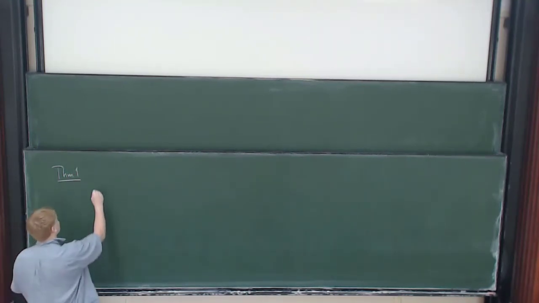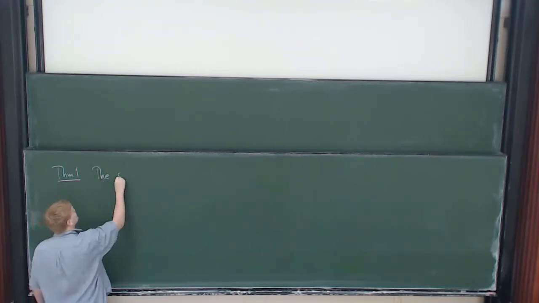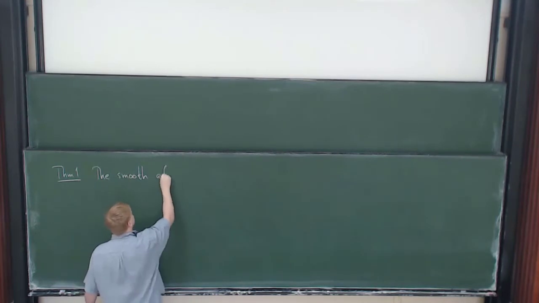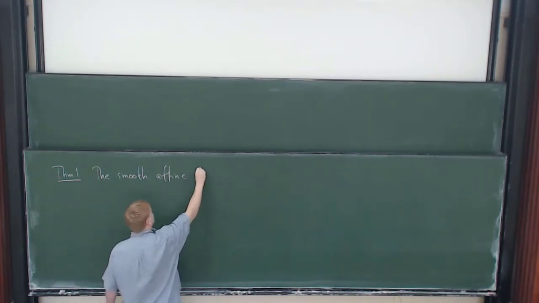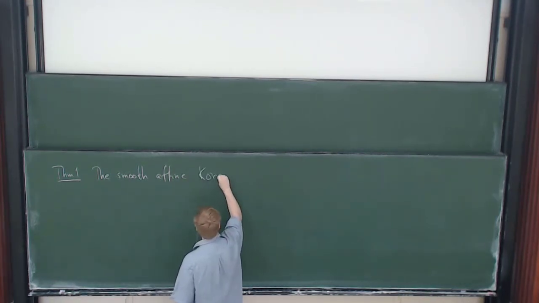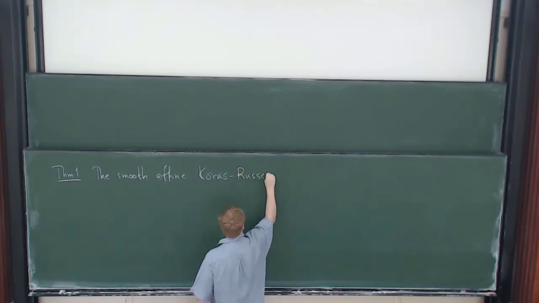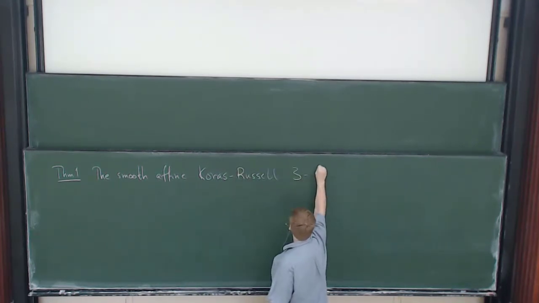Okay, so the result that I want to talk about is the following. Let's call it Theorem 1. Let's formulate it as follows. The smooth affine Koras-Russell threefold.